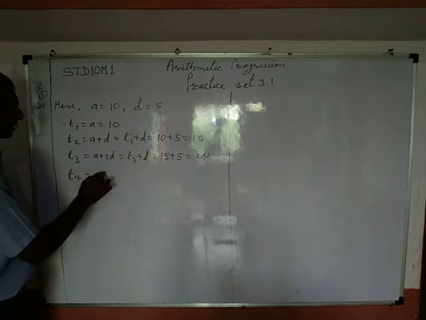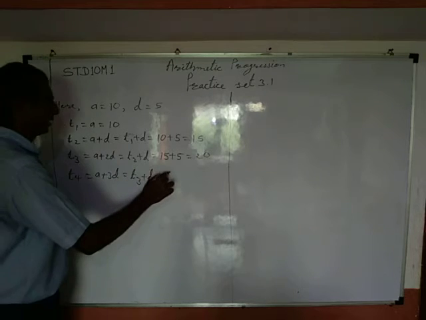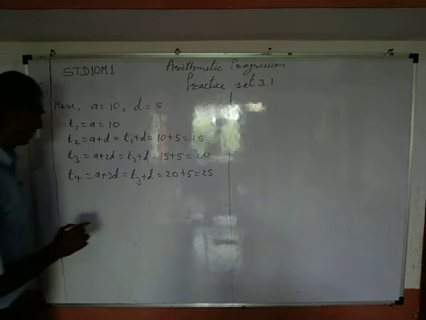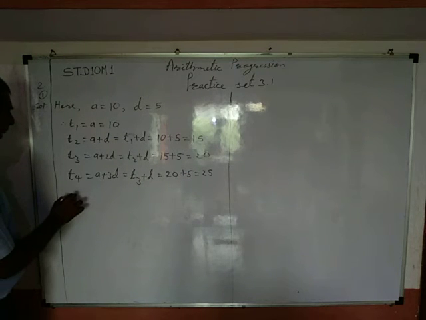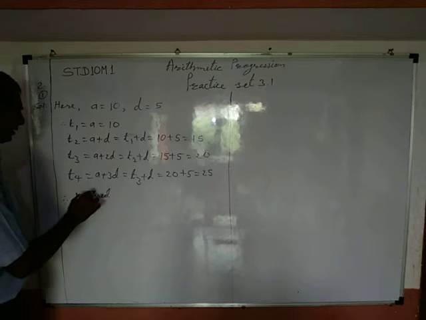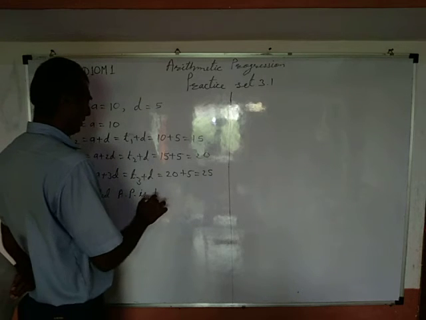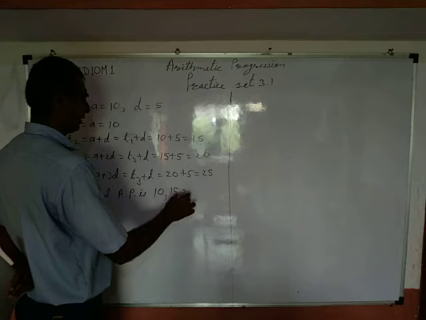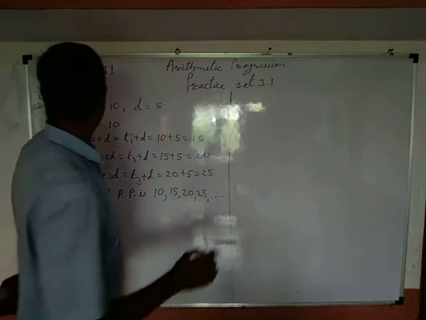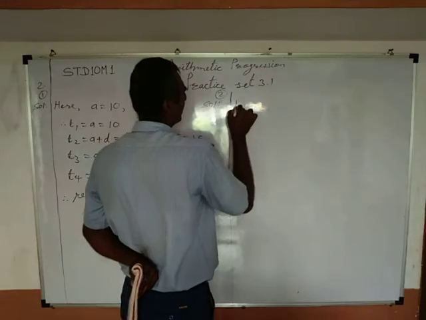T4 equals A plus 3D, that equals T3 plus D equals 20 plus 5 equals 25, and therefore the required AP is 10, 15, 20, 25 and so on. Similarly, we can solve the second question.